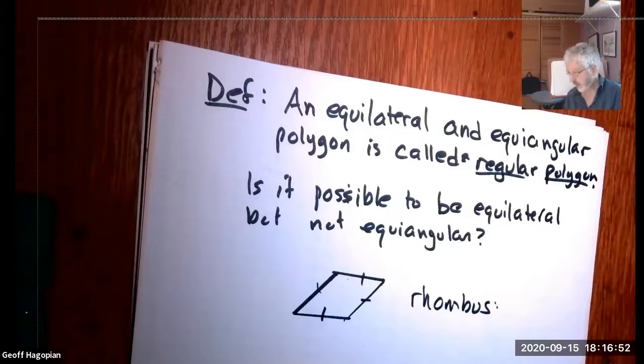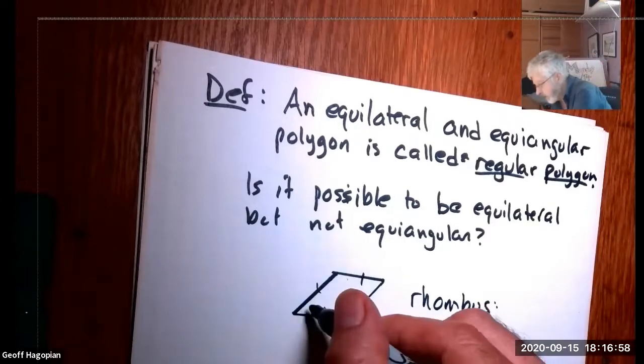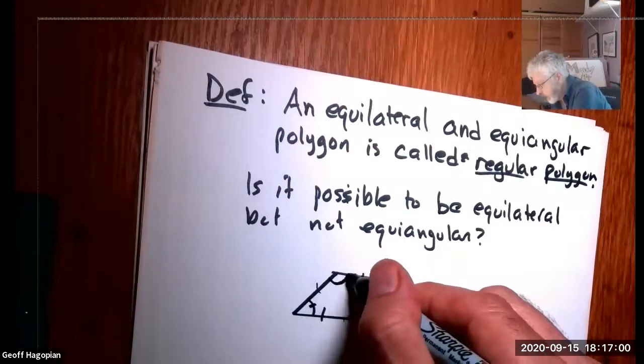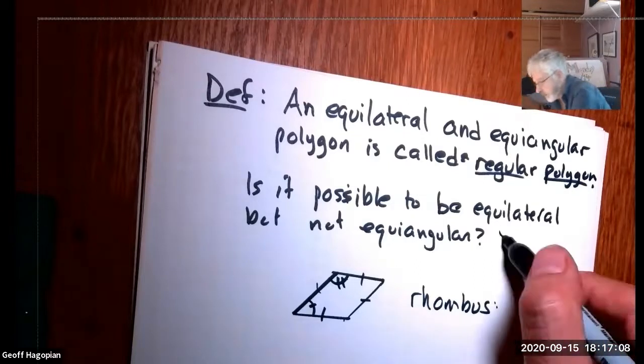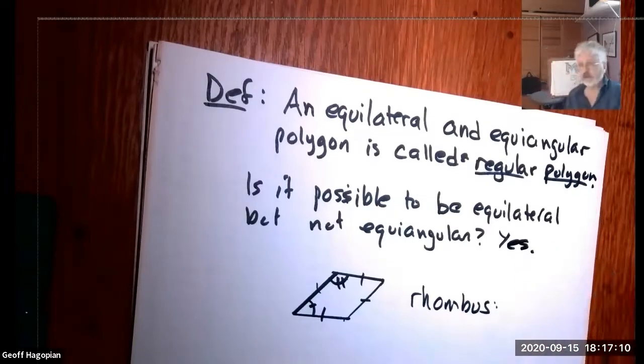So is a square also a rhombus? Well, let's keep that question in mind as we go. But clearly, this angle and this angle, one is obtuse and the other is acute, so it's clearly not equiangular. So the answer is yes, and here's perhaps the simplest example.